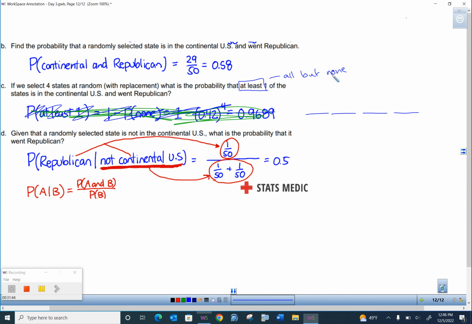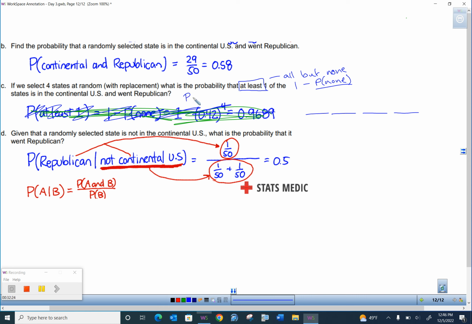And all but none means take 1, that's everybody, minus the probability of none. We're going to talk about other ways to do this down the road in a couple days, but for right now, this is the only method that what we've learned so far will help you with. So what we're going to do is talk about the probability of none. For us, that means really the probability that they weren't U.S. Republican. So we need to find the probability of U.S. Republican and then just do the complement.